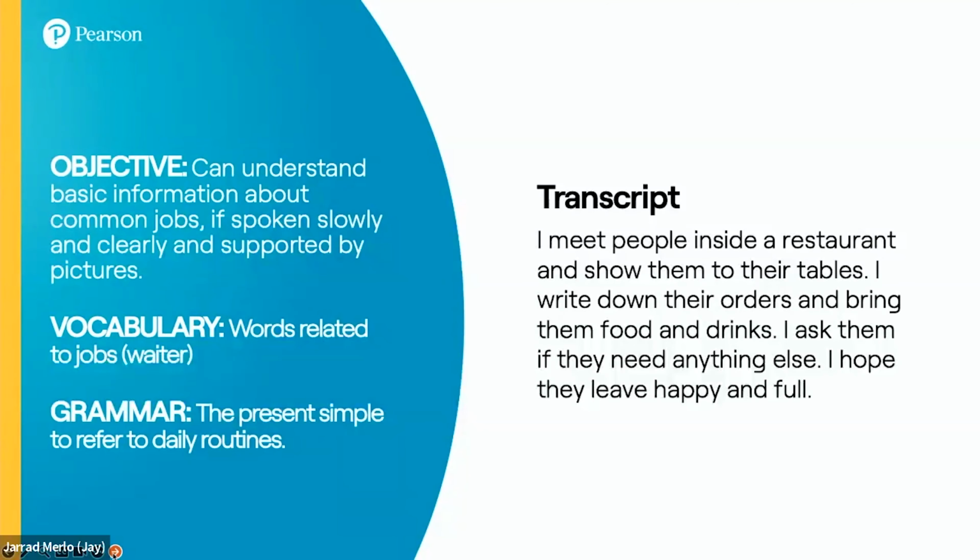All right, so let's do a little sort of academic exercise here. So my objective was to test my students whether they can understand basic information about common jobs if spoken slowly and clearly and supported by pictures. And I wanted to use a vocabulary, words related to jobs, like words related to the job of a waiter. And I wanted to use the present simple to refer to daily routines. So take a look at that transcript and tell me, is this a good example? Have I done my job here as a test developer? Yeah, it's awesome, right? This is awesome.